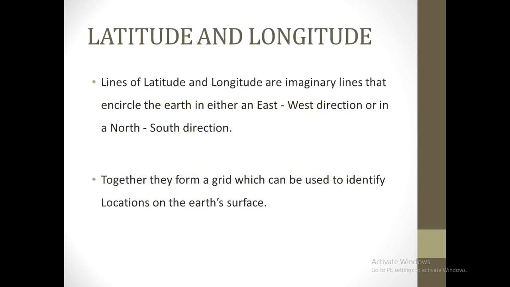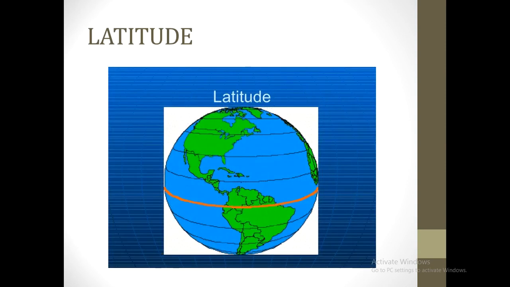First, the latitudes and longitudes were drawn by the Greeks. Preparing these lines accurately was not an easy task, and it took about 2000 years. Now let us see latitudes.